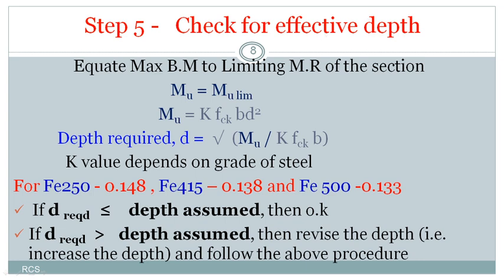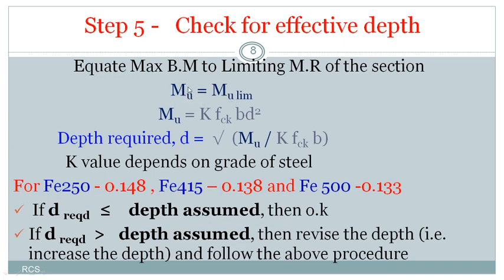For the application of maximum bending moment, what will be the minimum effective depth required for the particular slab? That we have to check. That means whether our assumed effective depth from the first step is sufficient or not, that value we have to check here. For checking the effective depth, we have to equate the maximum bending moment to the limiting moment of resistance of the section. So Mu is the maximum bending moment, Mu limit is the limiting moment of resistance.